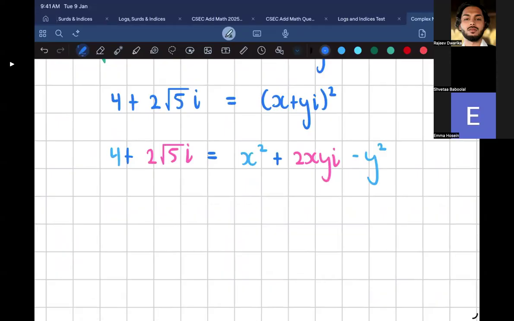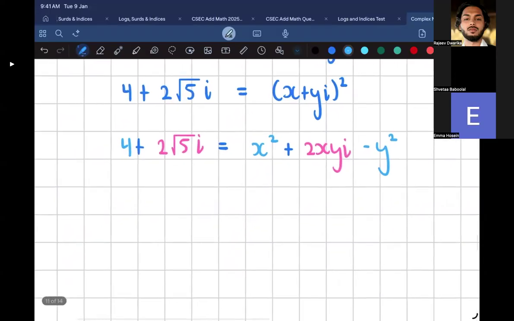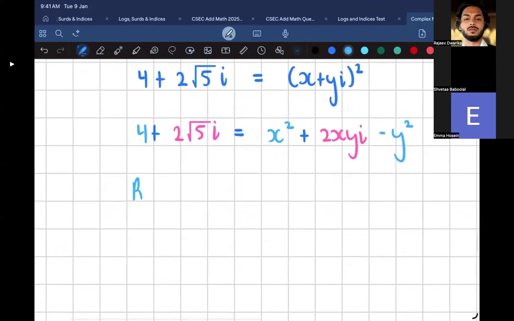Well, let me continue, right? So the real parts, that's going to be 4 is equal to x squared minus y squared, right? On the imaginary part.